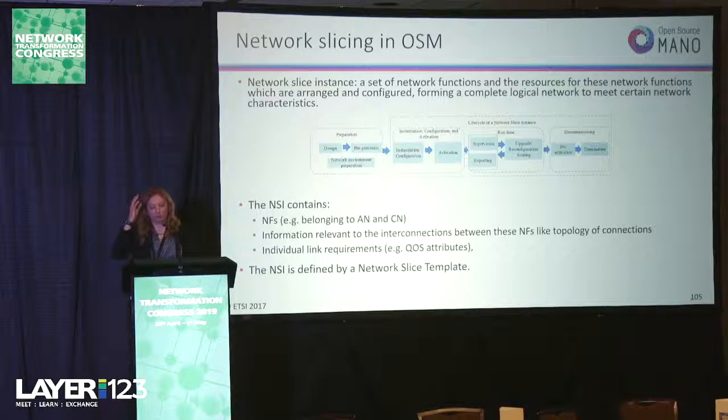So the way we define a network slice instance is a set of network functions and the resources for these network functions, which are arranged and configured, forming a complete logical network to meet network characteristics. A network slice instance is effectively a network service that's been defined for specific functionality. The network service instance contains the network functions and the information relevant to the interconnection, so how this network service interfaces with another network service, so you could chain multiple network services together. And it's defined by the network slice template.